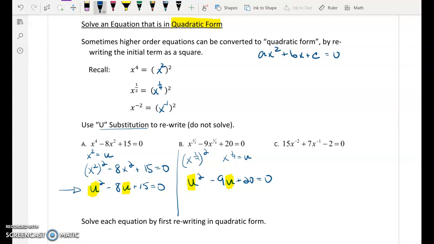And then let's try the last one here. Okay, remember we can write x to the -2, sorry, we can rewrite that as x to the -1 squared. So wherever we see that x to the -1, we're going to make a substitution here. So we're going to have 15, and instead of x to the -2, we're going to rewrite that as u squared.